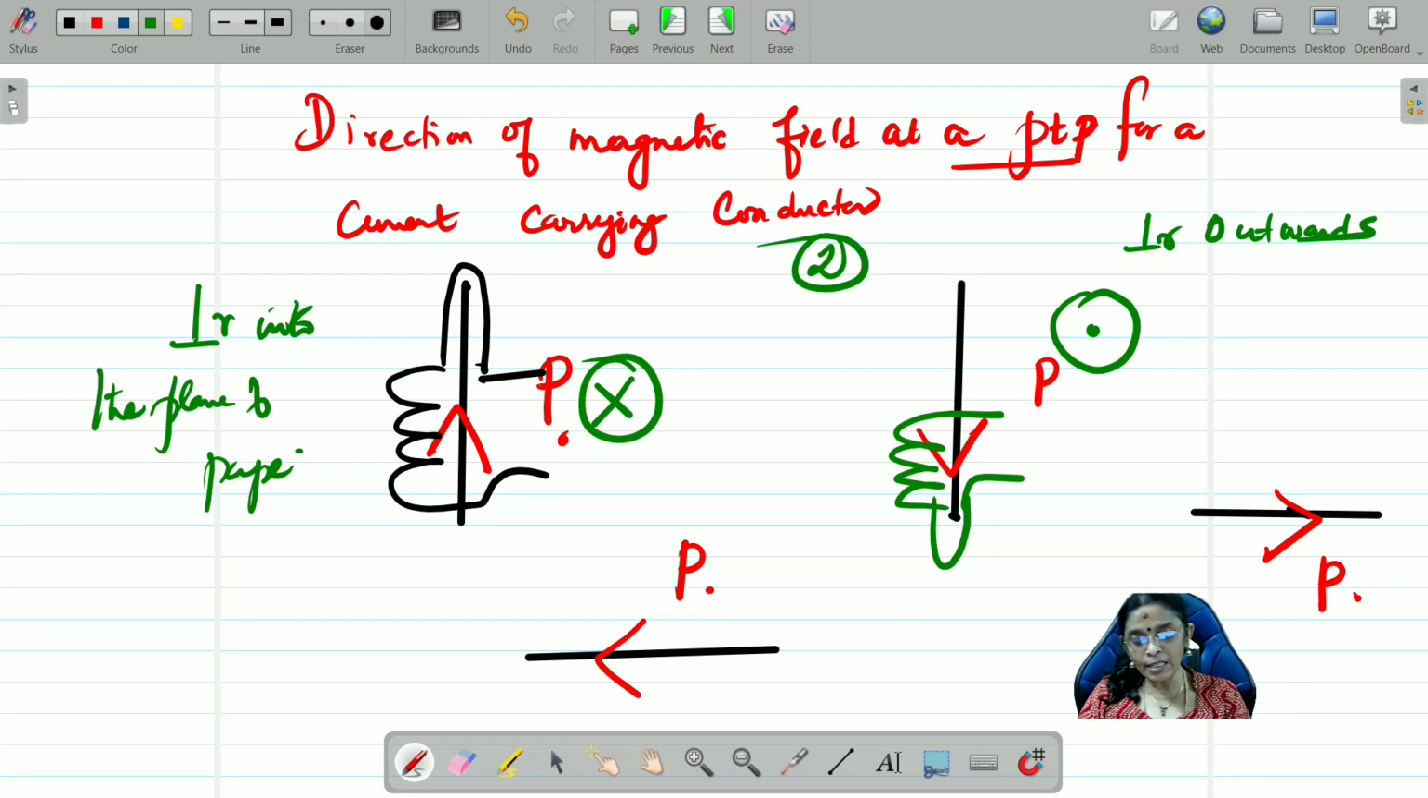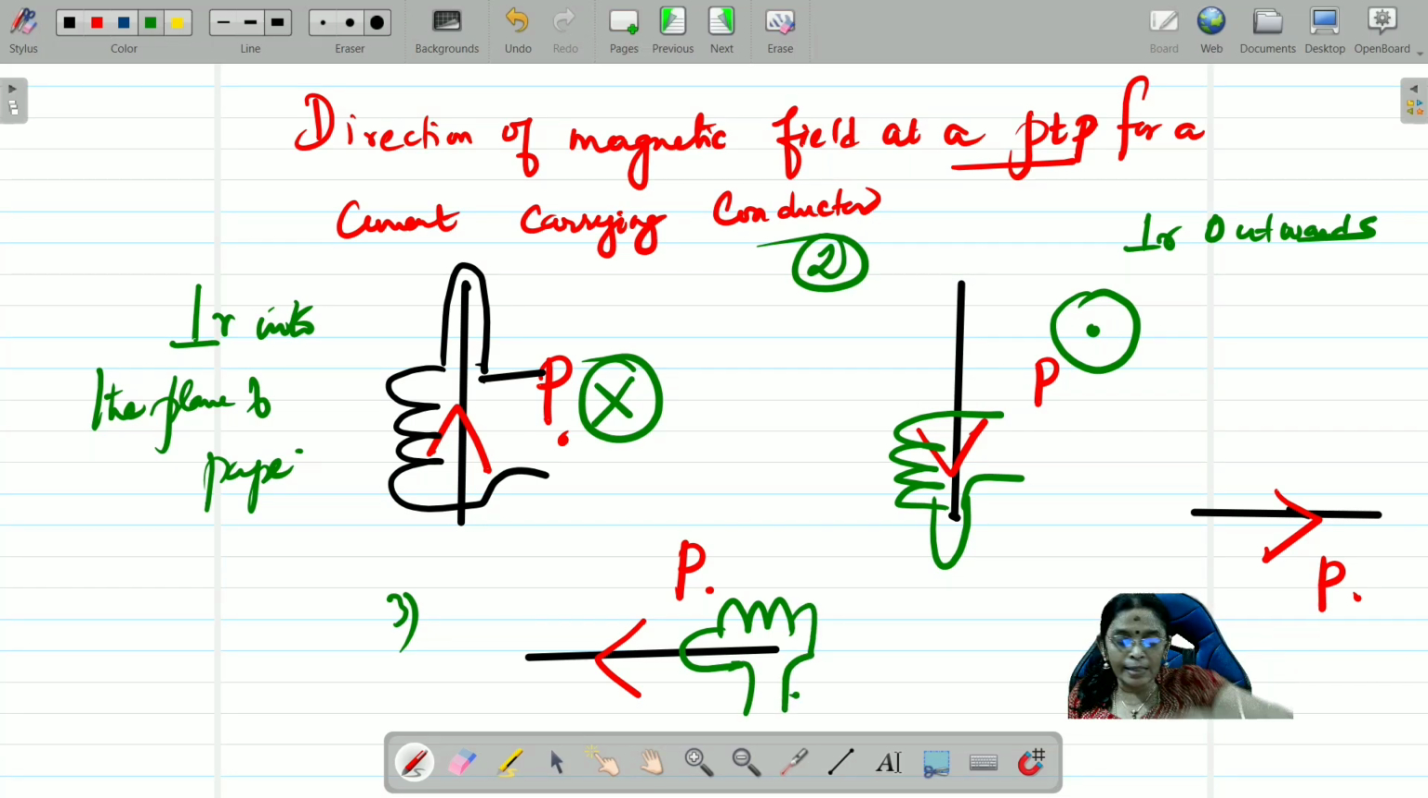What about the third question? Very simple. This is the current. The magnetic field above the wire is inwards. So perpendicular inwards.